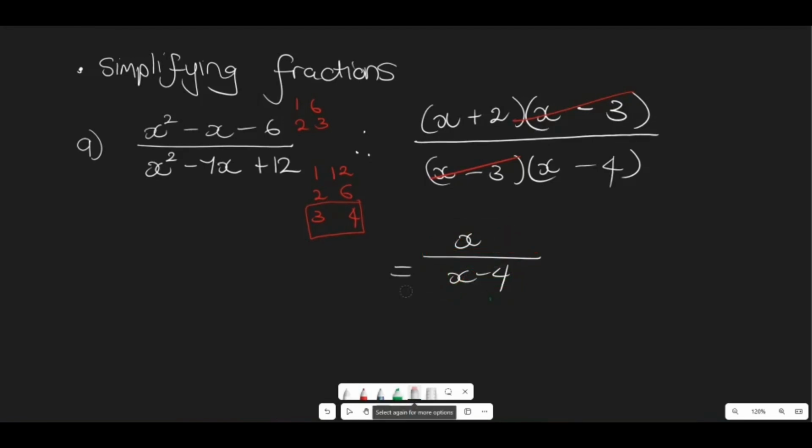So if this was x minus 4, you could cancel them out. You could cancel them out because they're exactly the same. But in this case, these are two different expressions. So leave them as it is.